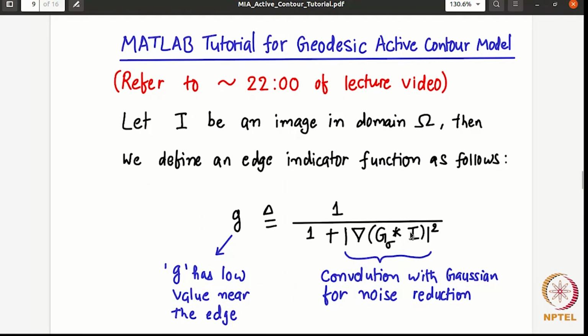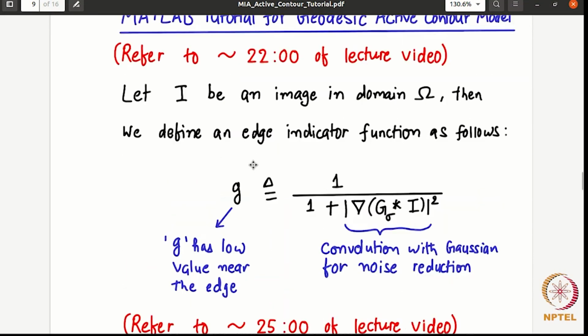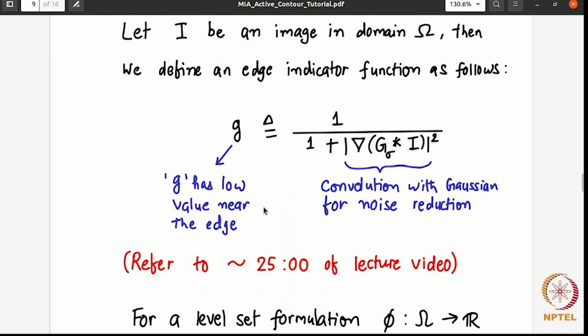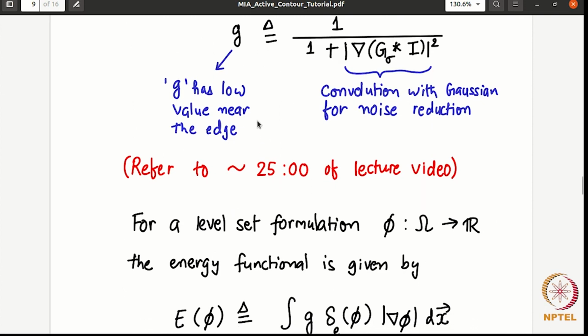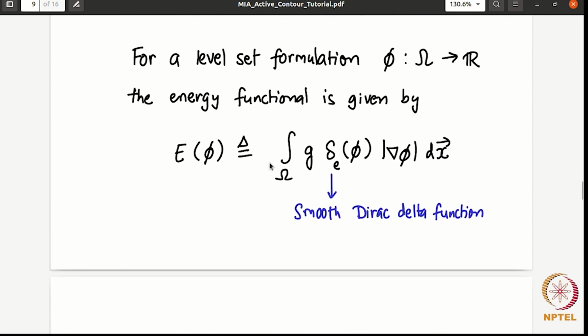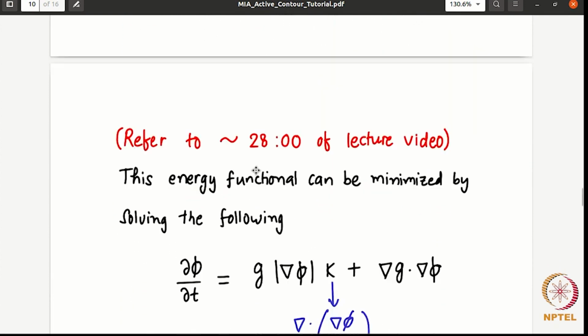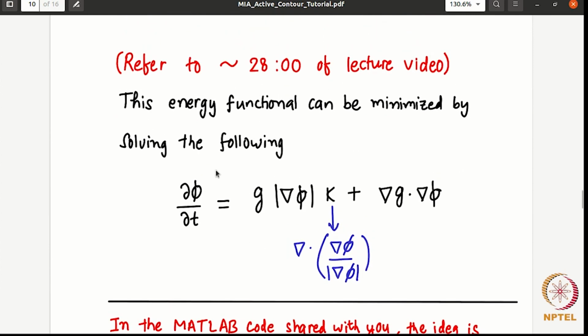I have added timestamps also, so please go to these timestamps to understand more about the theory. I am just trying to explain to you the mathematical formulation. So this is what we do. We have this kind of driver force, the edge attractor. This is our energy functional, and when we solve the Euler-Lagrange equation, we get this level set evolution equation.